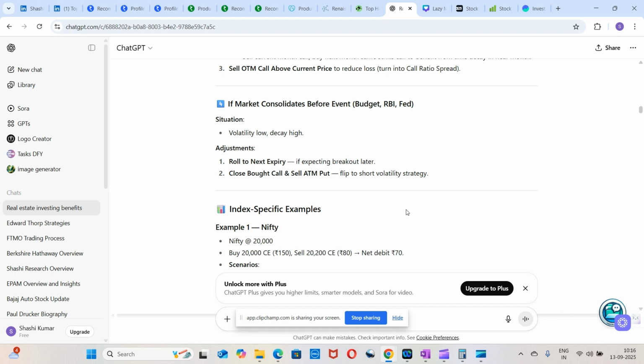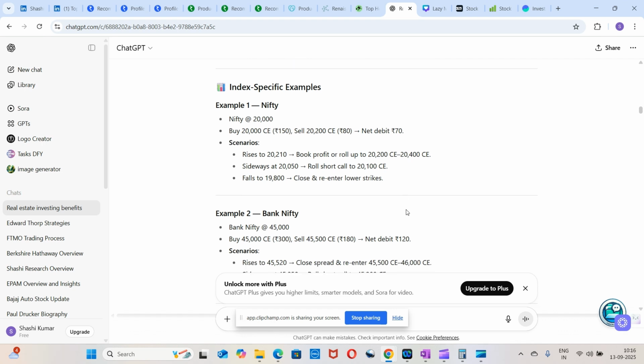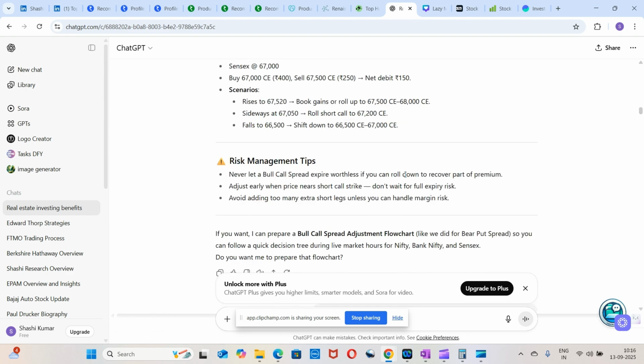Okay. So specific examples, I'll go through only one. So Nifty at 20,000, you bought 20,000 CE and you sold 2,200 CE. Net debit is 70. So if the market is rising, you book the profit and roll up to the 2,200 CE and 2,400 CE. If market is sideways, you roll short call nearer to the ATM. Okay, so push it nearer to the ATM. If market is falling, you close the position and re-enter at lower strikes. Similar is for Bank Nifty and Sensex also. Same examples.